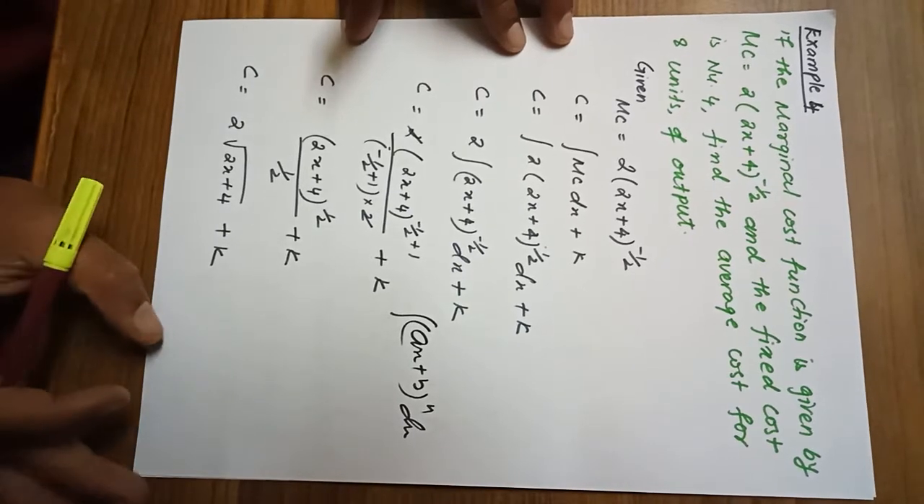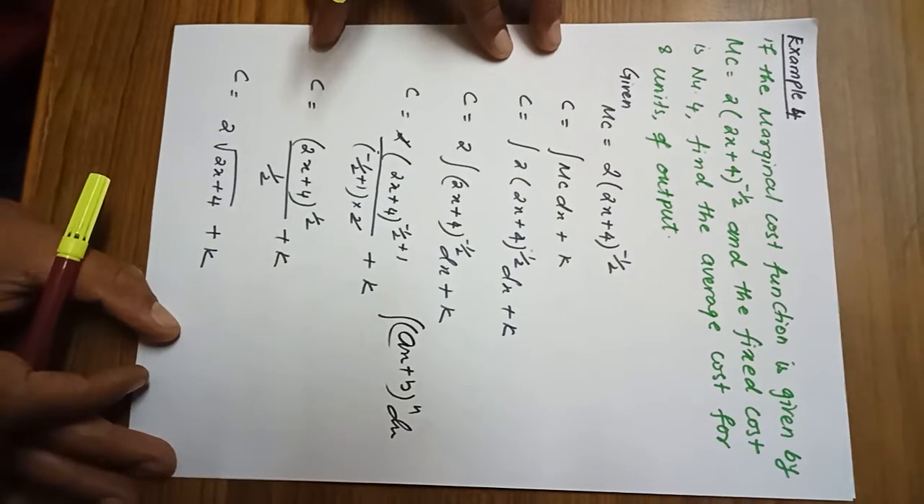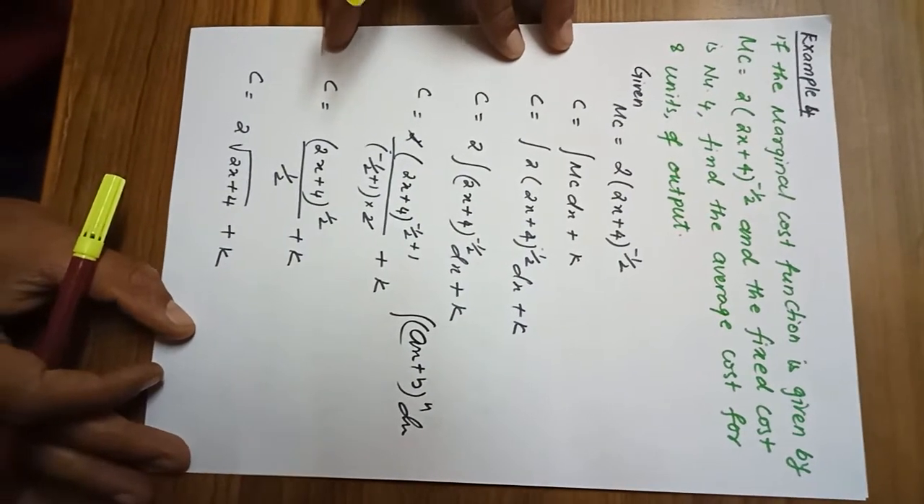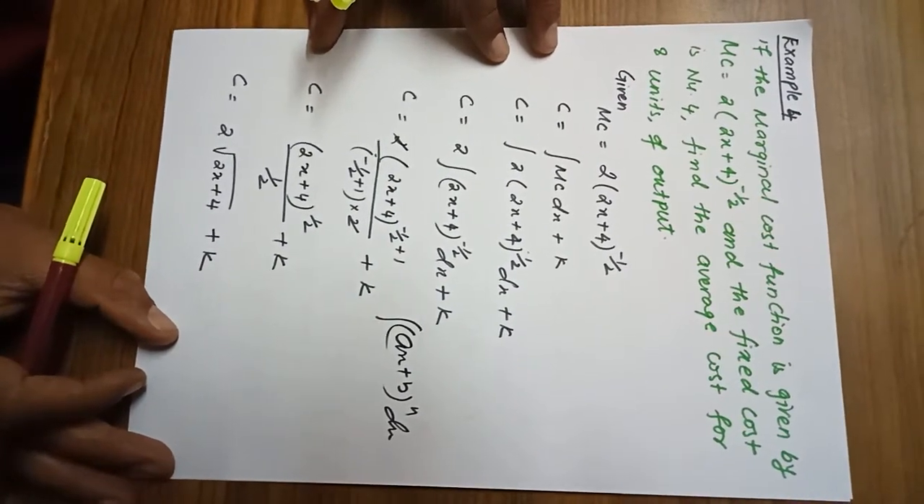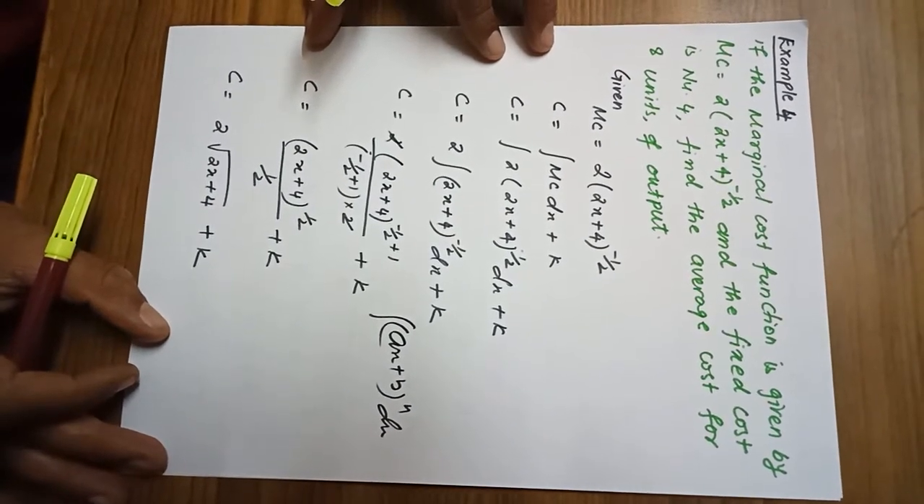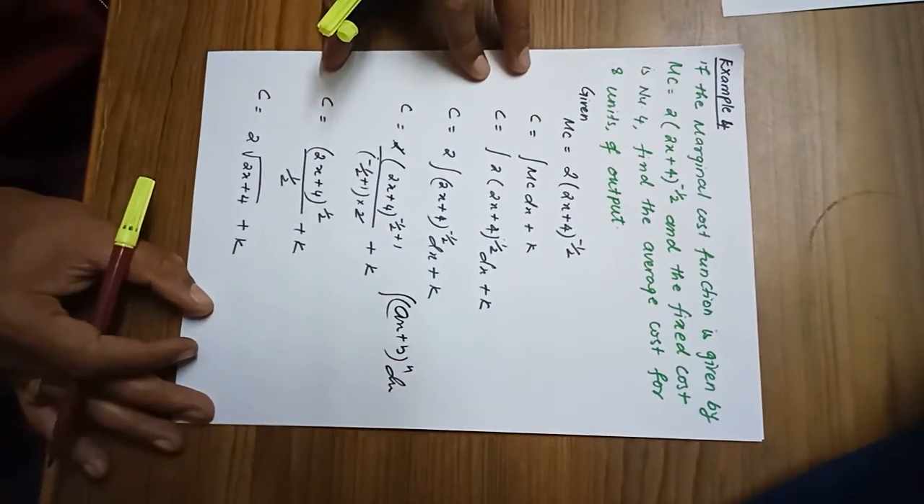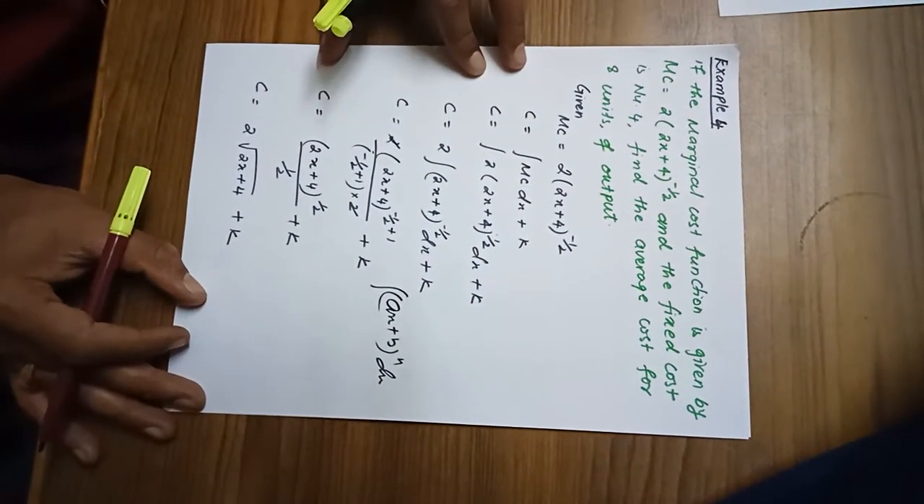Okay, now example number 4. If the marginal cost function is given by MC equal to (2x + 4)^(-1/2), and the fixed cost is 4, you are asked to find the average cost for 8 units of output. So here, after finding the average cost, you need to substitute the value of x equal to 8 and then find the output.